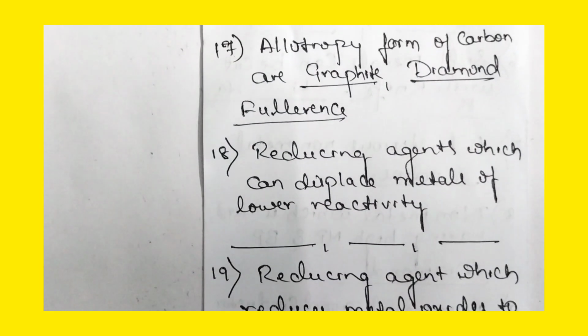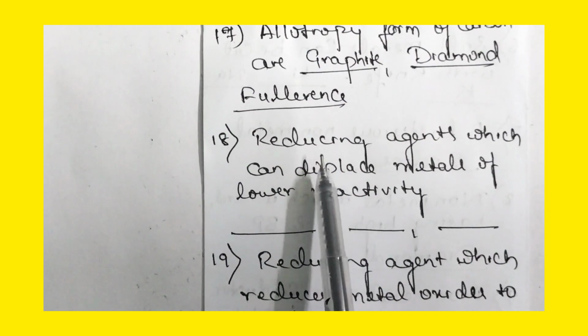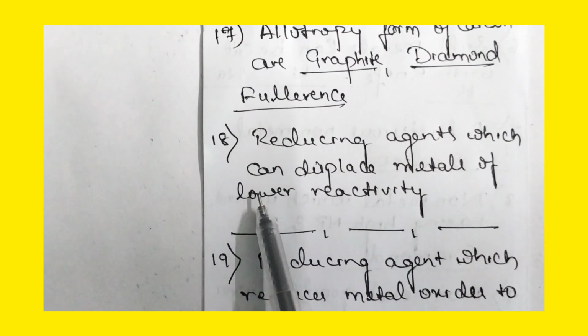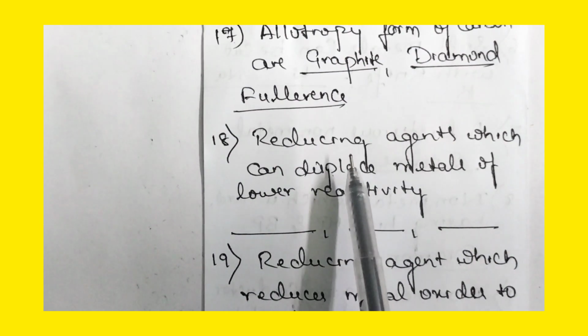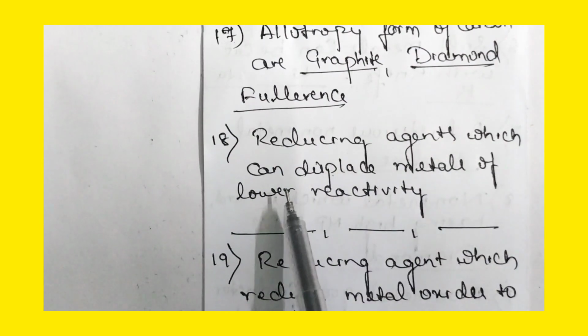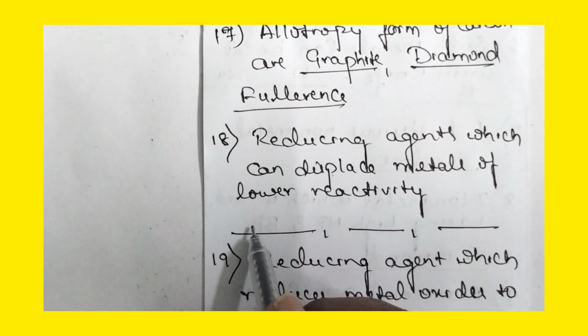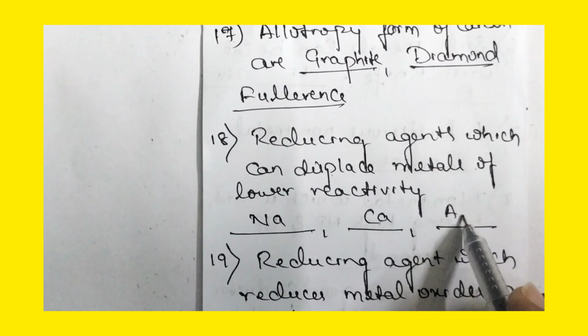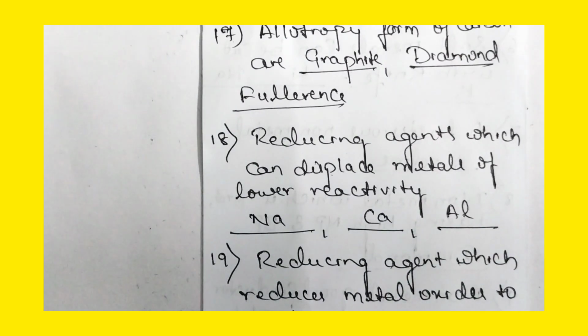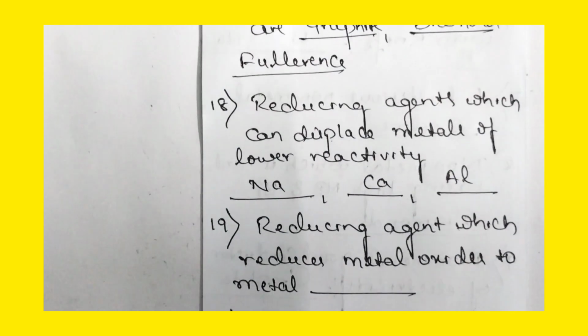Next, coming to the 18th question. These are the reducing agents which can displace metals of low reactivity. The reducing agents which can displace metals of low reactivity are, one is sodium, another one is calcium, then another one is aluminium. Sodium, calcium, aluminium can be used as reducing agents because they can displace metals of low reactivity.